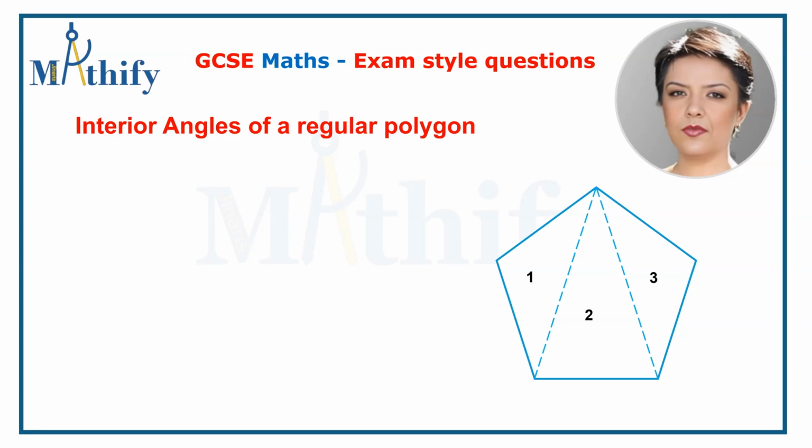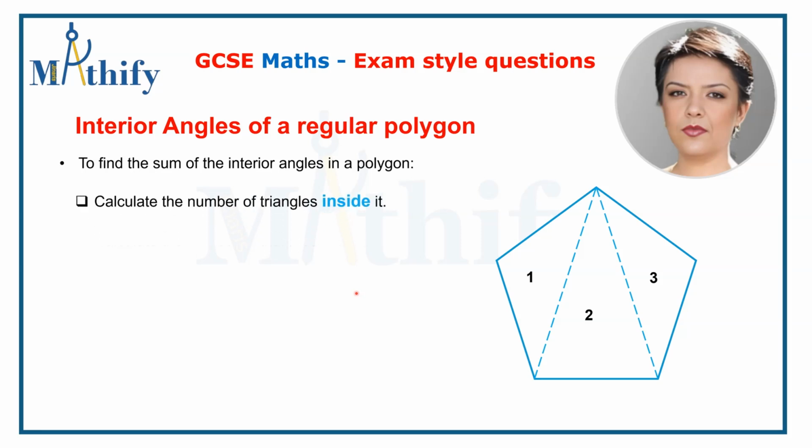So here's another example we can go through together. So once again, we are given a pentagon, and notice that this pentagon has been split into 3 triangles. To work out the sum of the interior angles in a polygon, we need to consider some important information. We need to work out how many triangles are inside this polygon. In this case, there are 3.